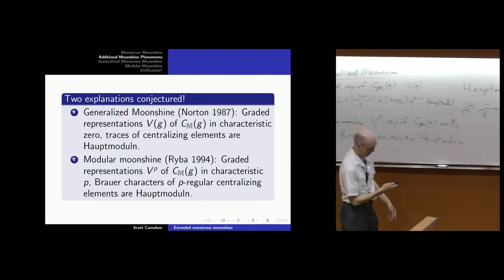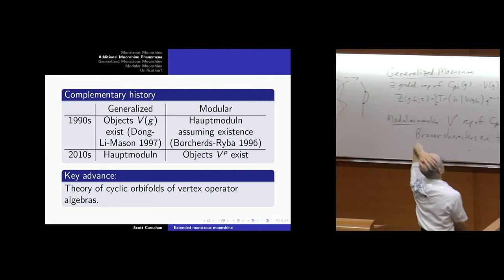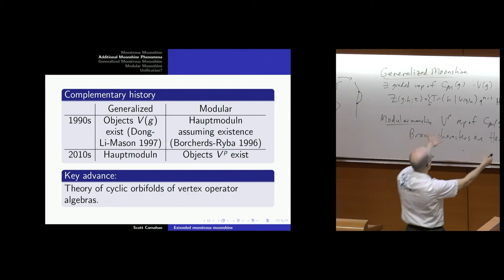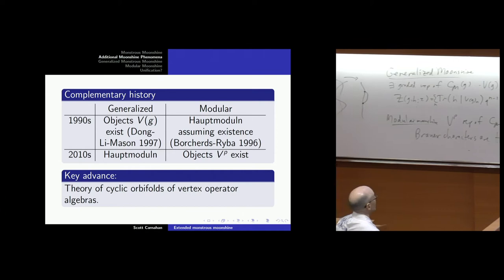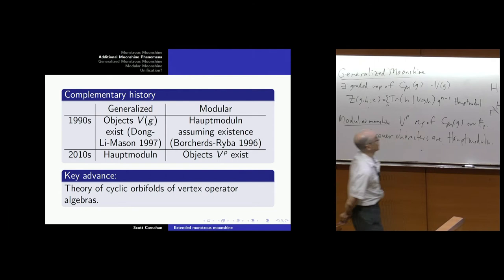So the history of these conjectures is the following, very roughly. For generalized moonshine, the objects were proved to exist in 1997, but then actually showing that we get Hauptmoduls took until a few years ago. Whereas in modular moonshine, assuming these objects exist, Borcherds and Ryba showed that we get genus zero modular functions. But then existence of the objects was trickier, and that took until last year.